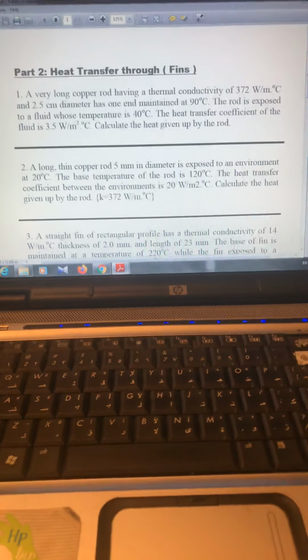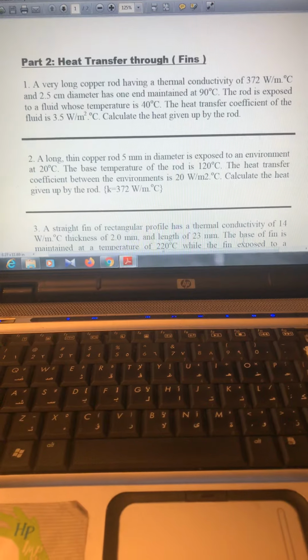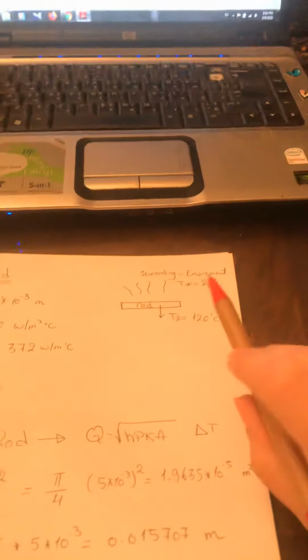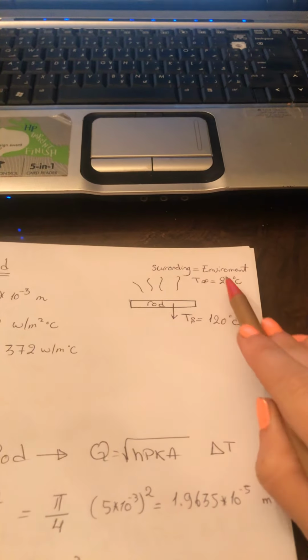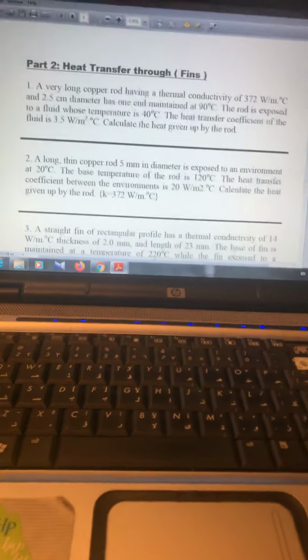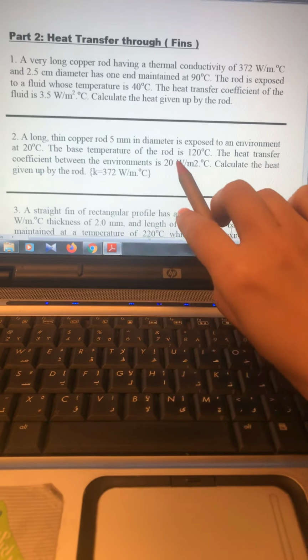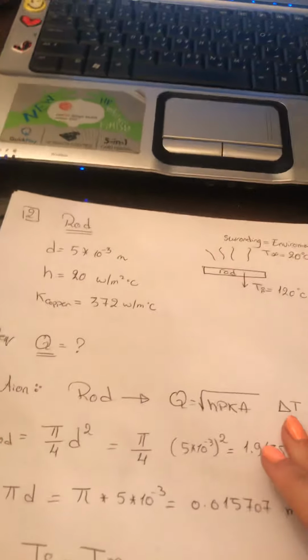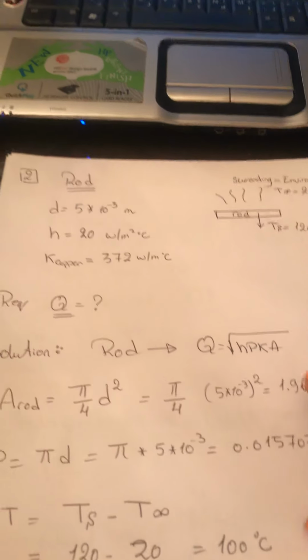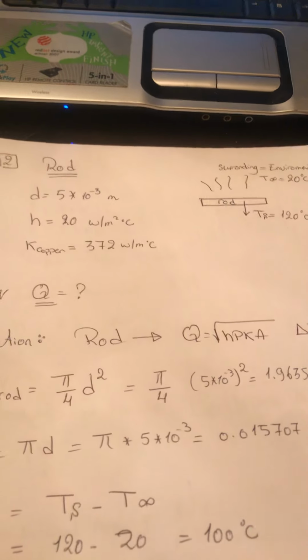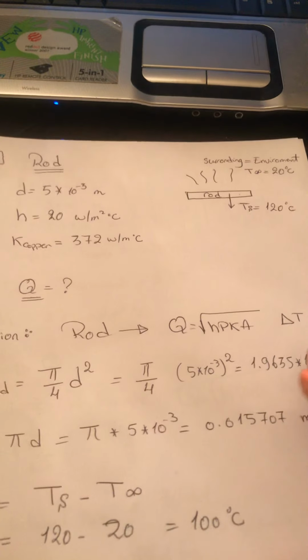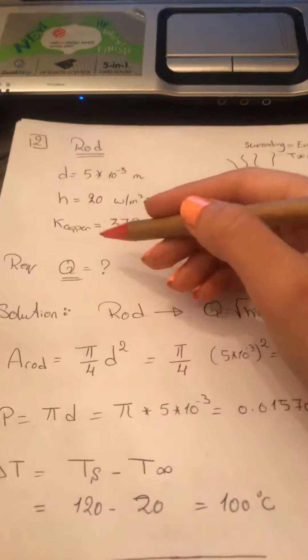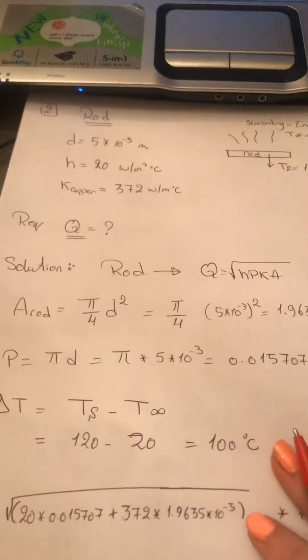Is exposed to an environment at 20 degree. We said that the surrounding equals the environment, so the T infinity equals 20. The base temperature of the rod is 120, so it will be the TS. And he gave us the H and the K, thermal conductivity in conduction and in convection. And the required is the heat transfer rate.